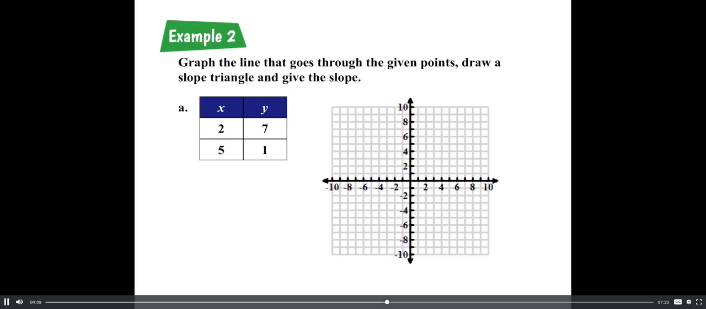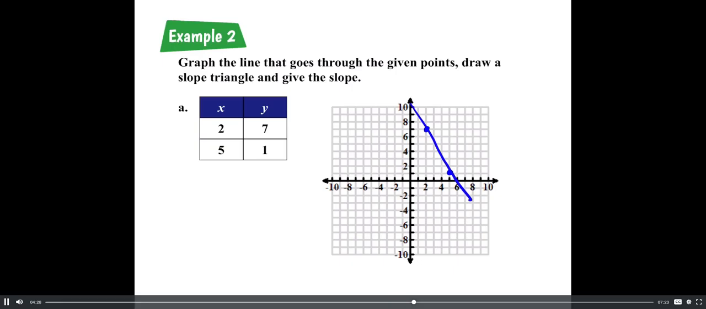Example 2. We'll do this problem together. Graph the line that goes through the given points. Draw a slope triangle and give the slope. Problem A. Plot the point (2, 7), and plot the point (5, 1). Draw a line through the points.